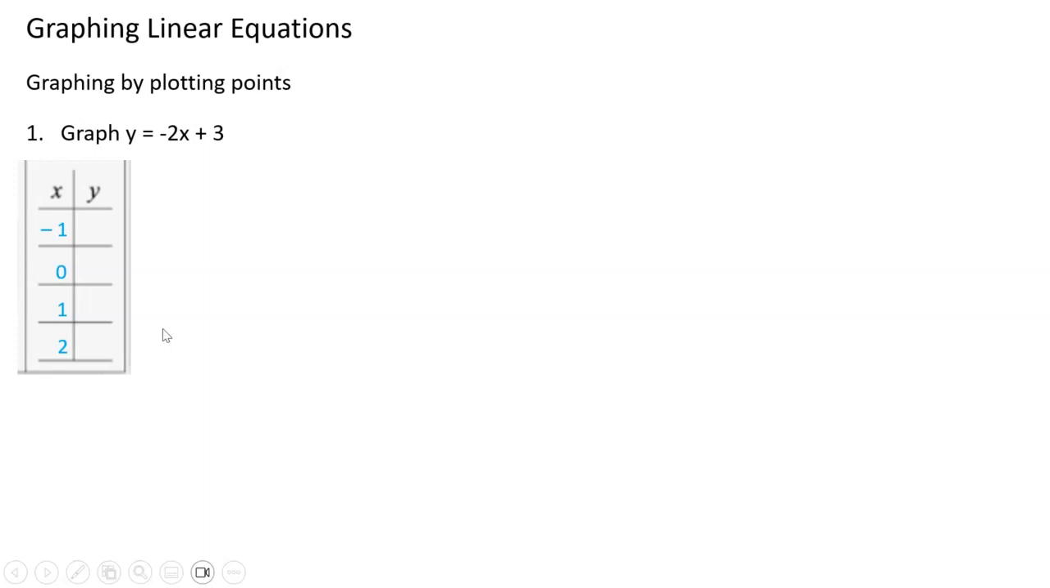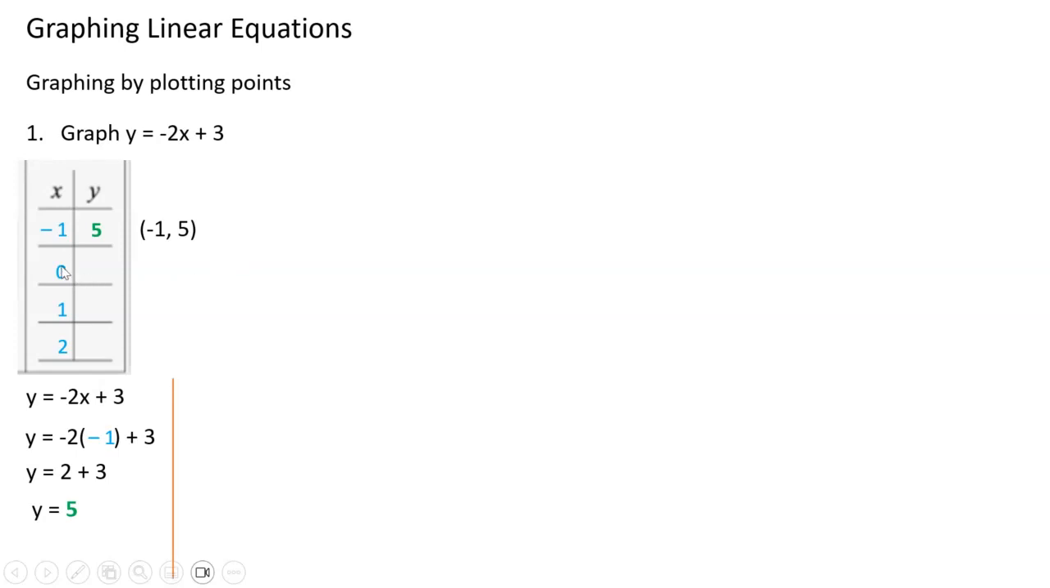It's always wise to use small integers, because if you use really large integers, the graph might be off the grid. So it's always wise to keep it to very, very small integers. Now, when x is negative 1, all we're going to do is plug in the negative 1 where the x is. And then we simplify, so that's going to give us 5. So when x is negative 1, y is 5, which results in the ordered pair negative 1, 5.